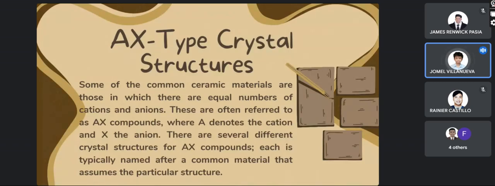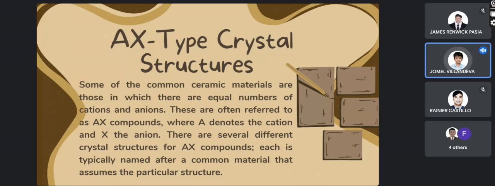Now, at first glance, this might sound a bit technical. AX-type crystal structures. So, what exactly are AX-type crystal structures? Some of the common ceramic materials are those in which there are equal numbers of cations and anions. These are often referred to as AX compounds, where A denotes the cation and X the anion. There are several different crystal structures for AX compounds. Each is typically named after common materials that assume the particular structure.